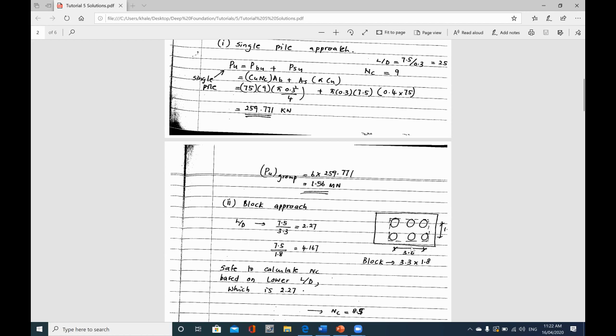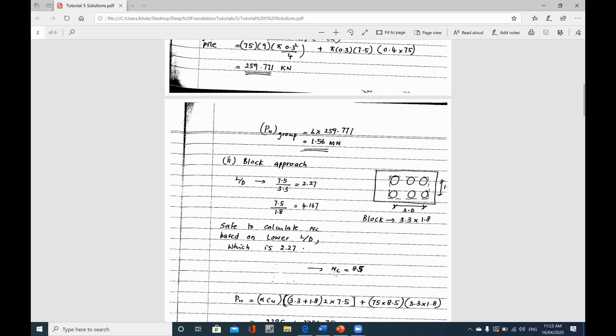So we have the dimension of the block systems as 3.3, that's the long dimension, and the short dimension will be 1.8 meter. If we use both values in this equation to calculate L over D, to calculate the NC value, then we get 2.27 and 4.167. If we use the larger value in the chart, that will give us an NC value equivalent to 9. But if we use the value 2.27 in the chart, that will give us an NC value less than 9. So we need to consider this value, because that will give us the safer approach, which is the worst scenario for the design.